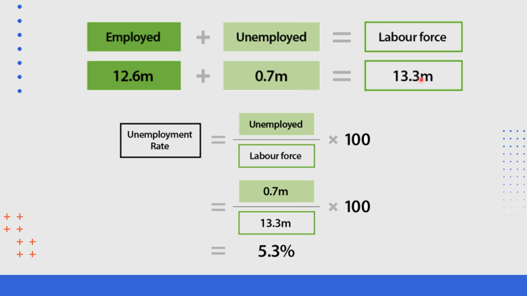The common mistake is that usually people divide the number of unemployed by the number of employed. No, it's a mistake. So we have to divide the number of those who are unemployed by the number of those who belong to the labor force overall. So 0.7 million people divided by 13.3 million people, multiply this volume by 100 and receive the value of 5.3%. So the unemployment rate in this particular scenario is 5.3%.